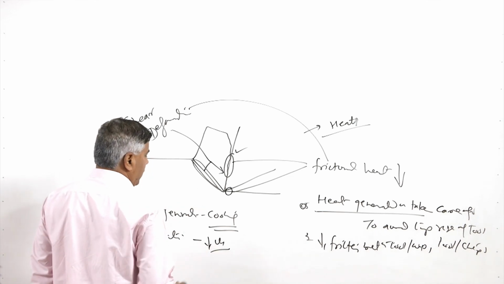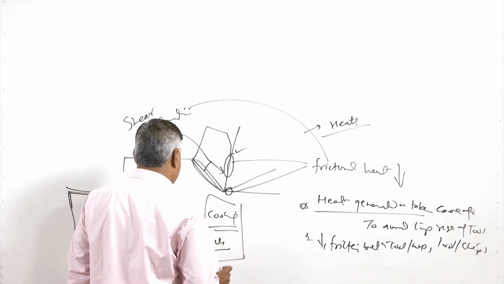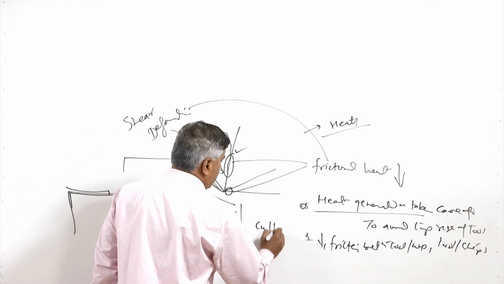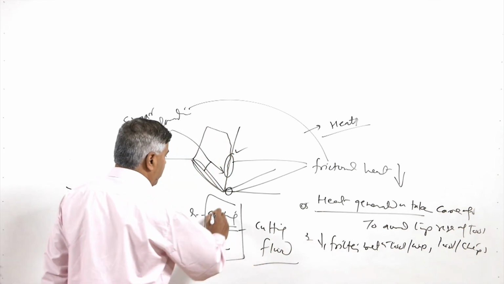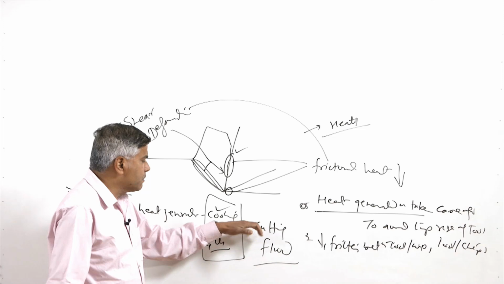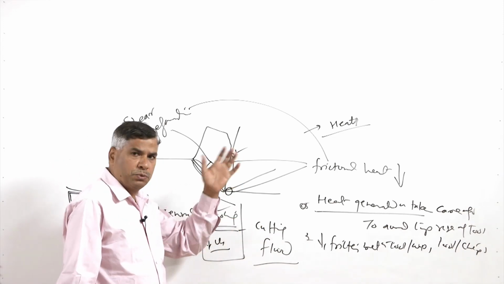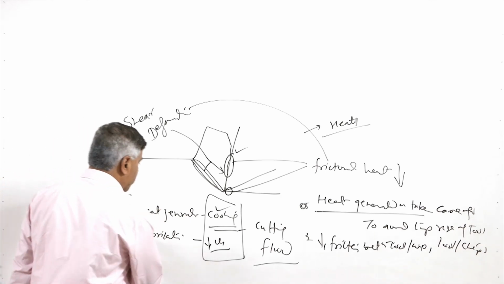So, to deal with these two purposes, we need to use the cutting fluid. It is expected that cutting fluid will perform the cooling, so that the heat generated can be taken care of, as well as provide the lubrication, so that the friction between tool and chip and the tool and workpiece can be reduced.